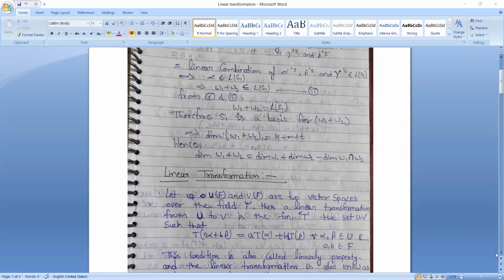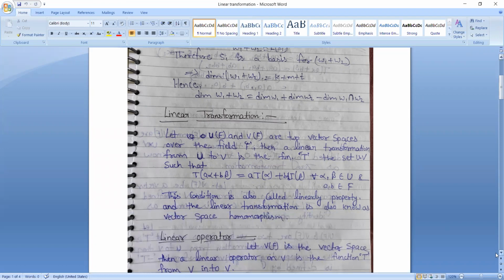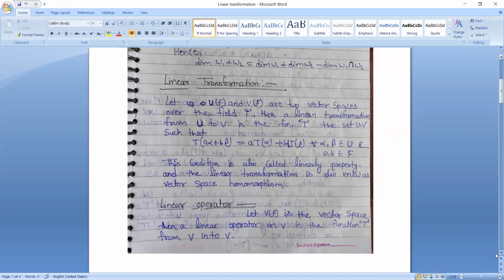Let U(F) and V(F) be two vector spaces over the field F. Then a linear transformation from U to V is a function T from U to V such that T(aα + bβ) = aT(α) + bT(β) for all α, β belonging to U and a, b belonging to F. This condition is also called the linearity property, and the linear transformation is also known as the vector space homomorphism.